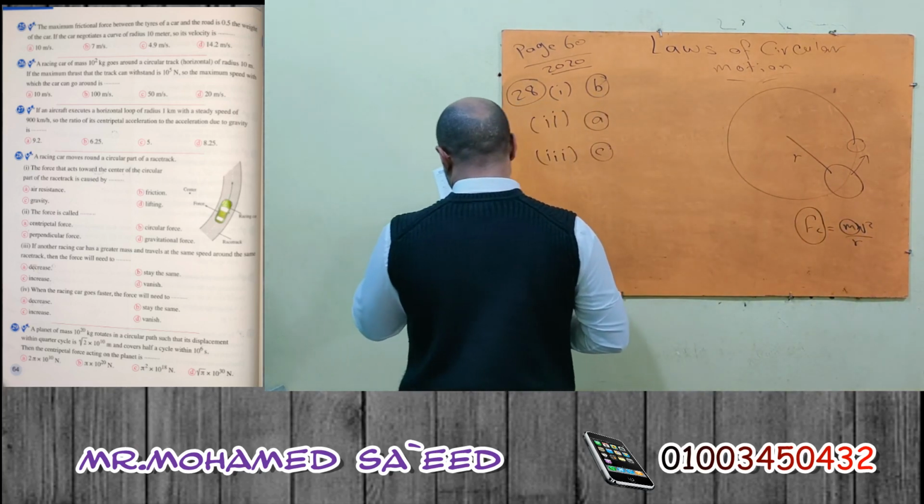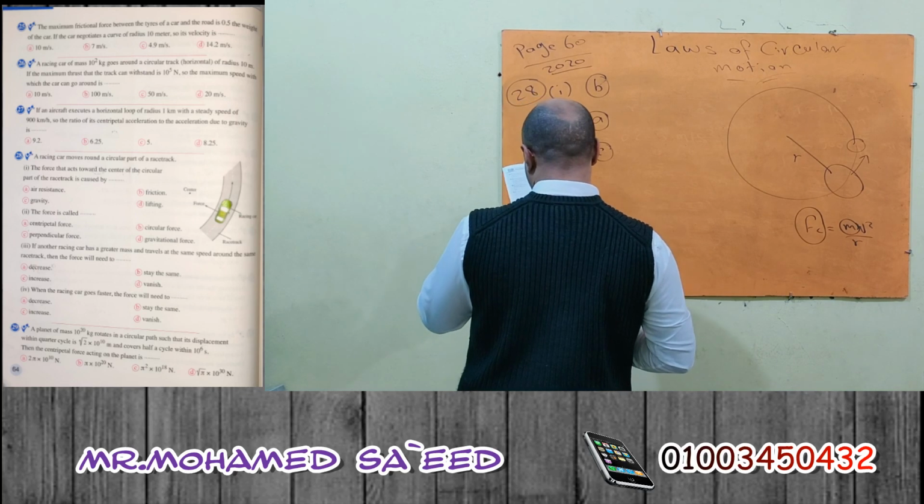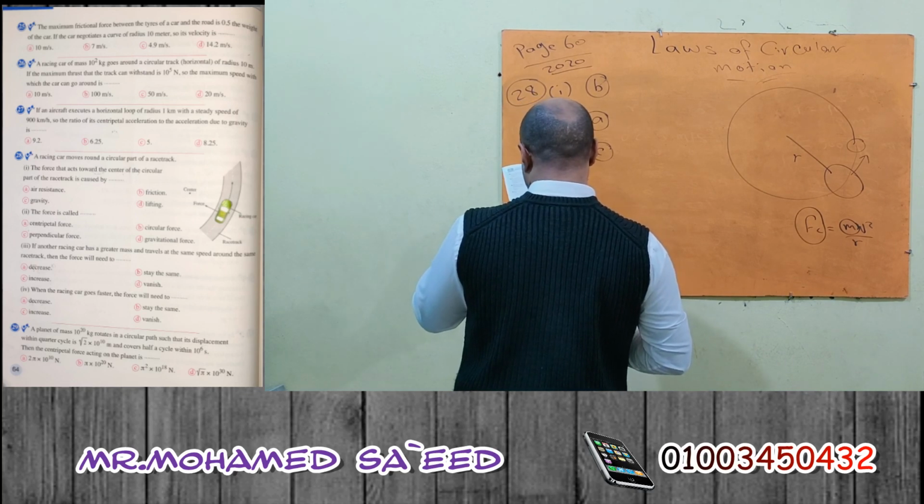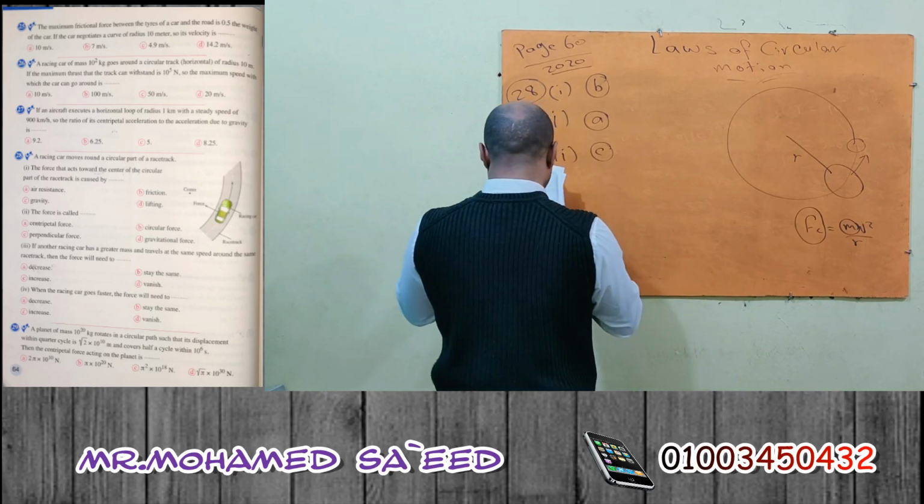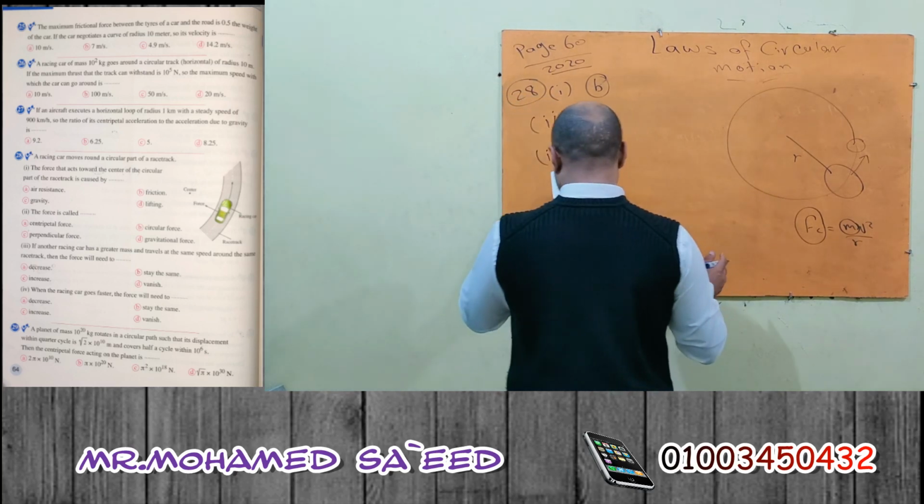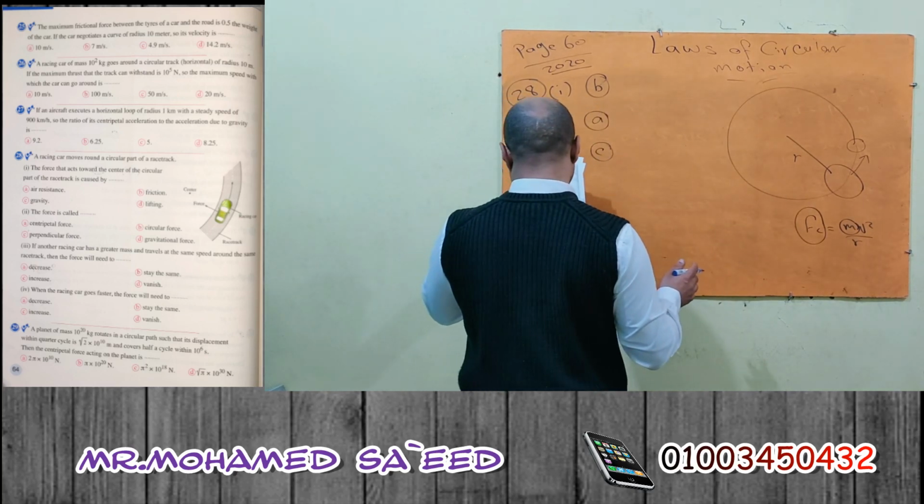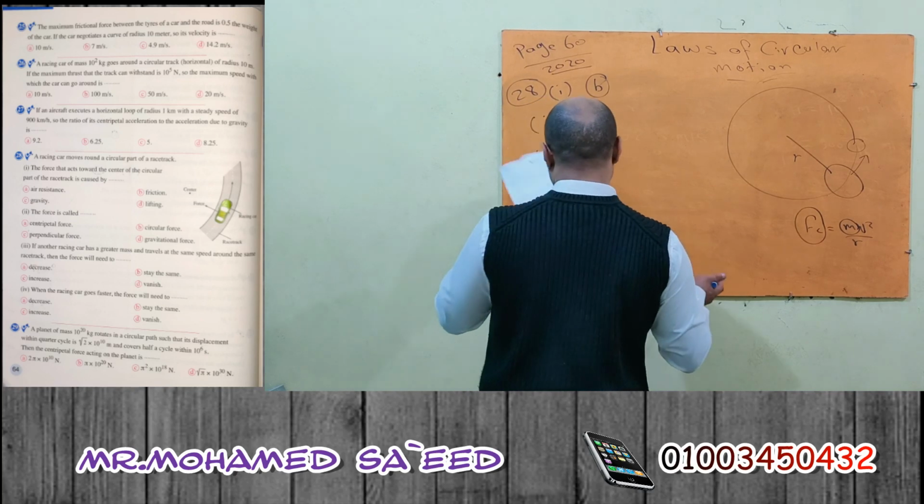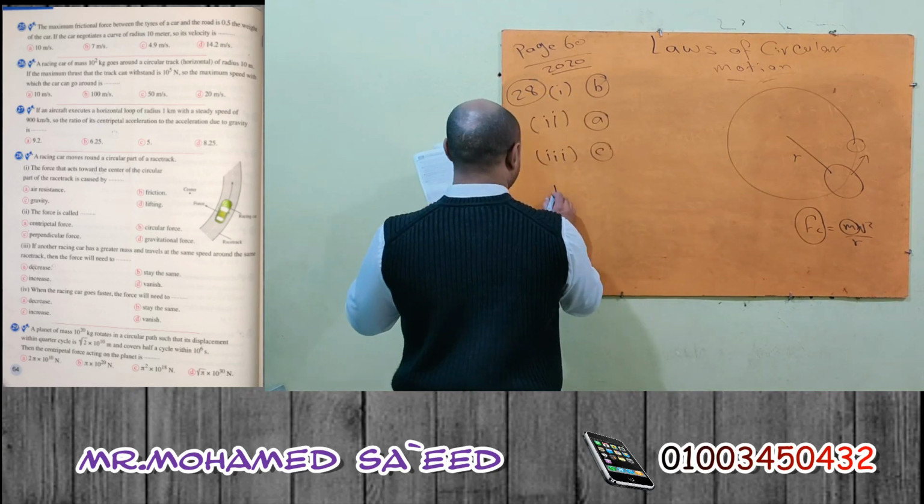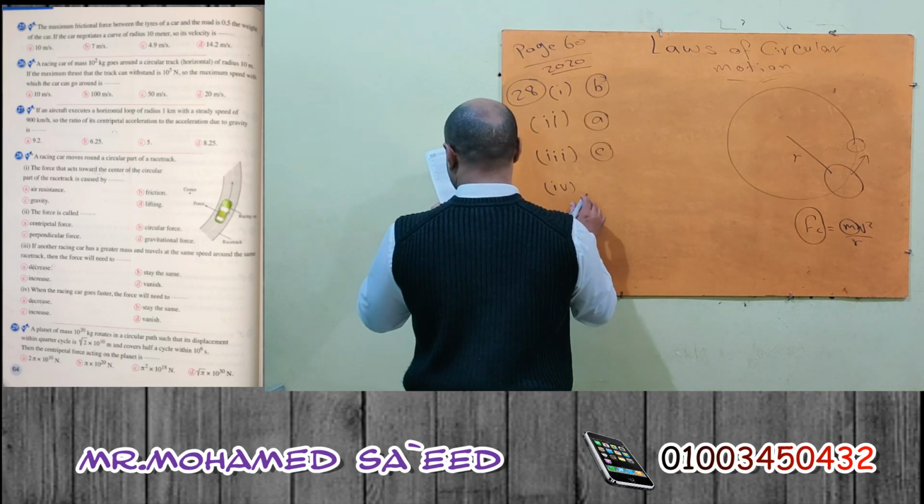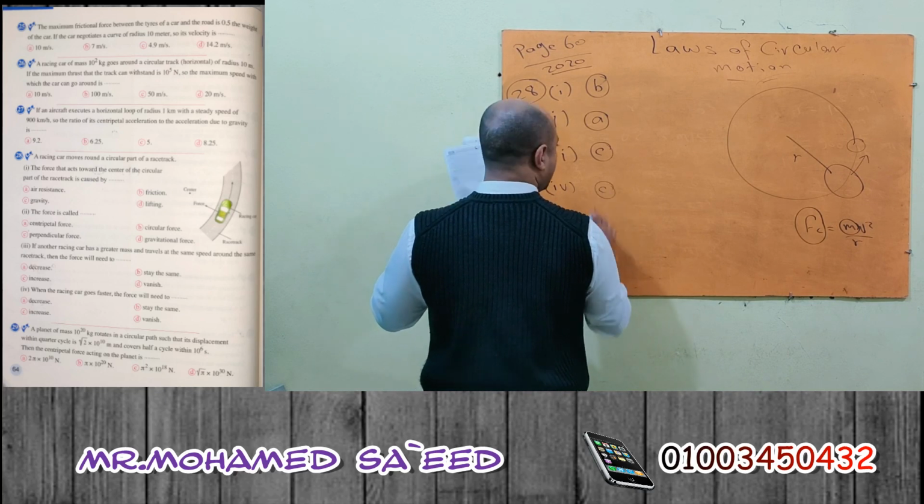When the racing car goes faster, the force will need to decrease, stay the same, increase, vanish. Of course, increase. The true answer is C. The force increases.